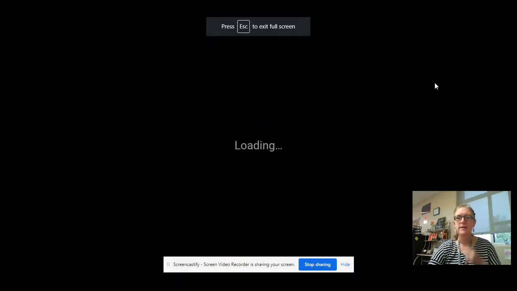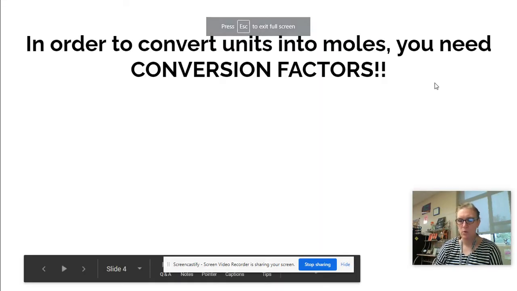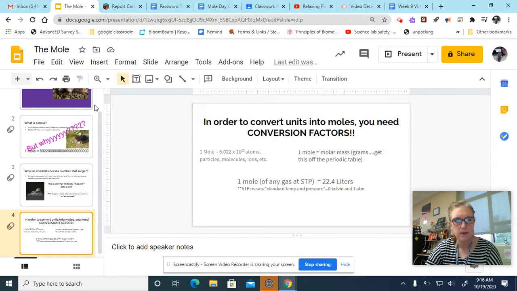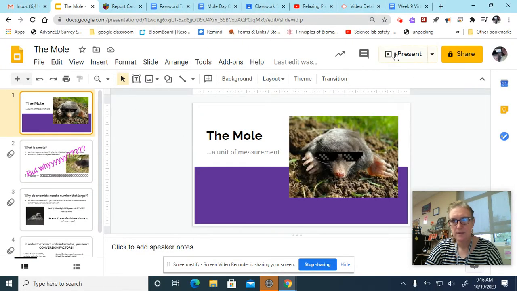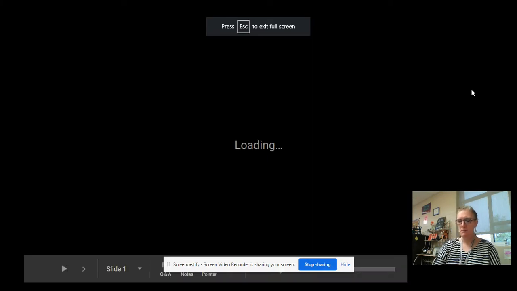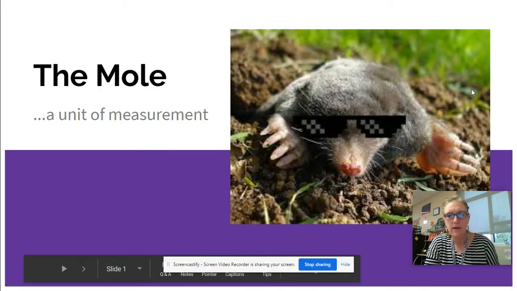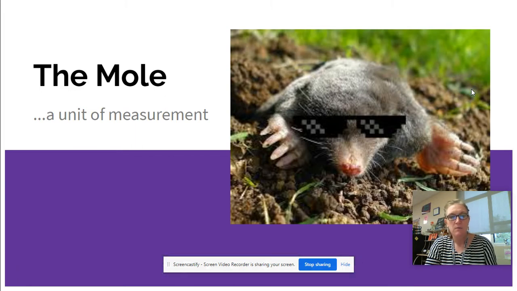All right, so let's go through what we talked about this morning in first hour. Let's see if I can get back to where I was supposed to be. All right, so we talked about the mole today. We are starting to learn about the mole and what it's used for in science and in chemistry. The mole is just a unit of measurement, okay?